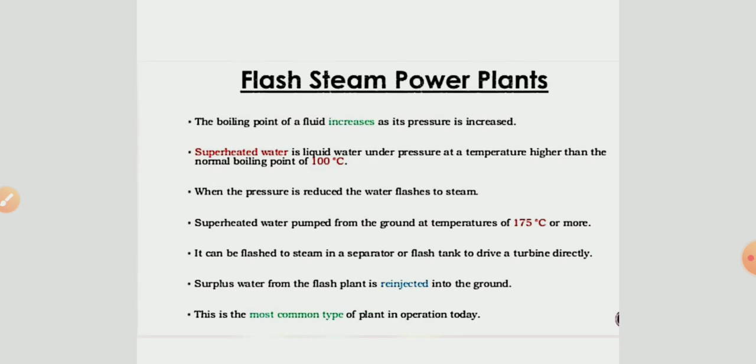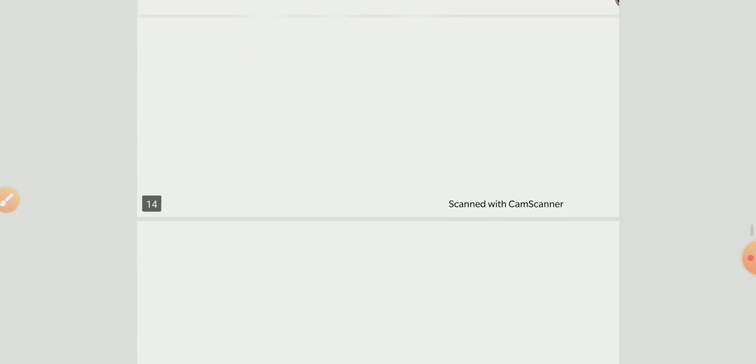So it is flashed to steam in the separator or flash tank to drive the turbine directly. So both methods are used here. This is the most common type of plant in operation today.